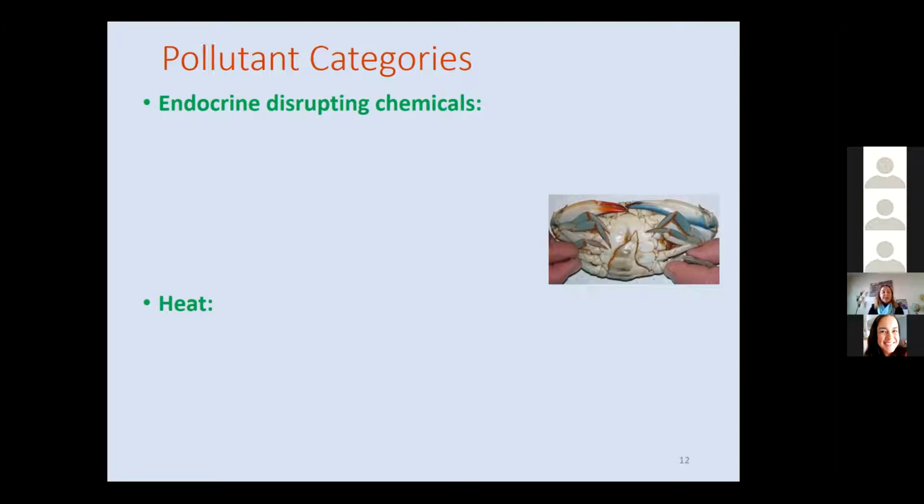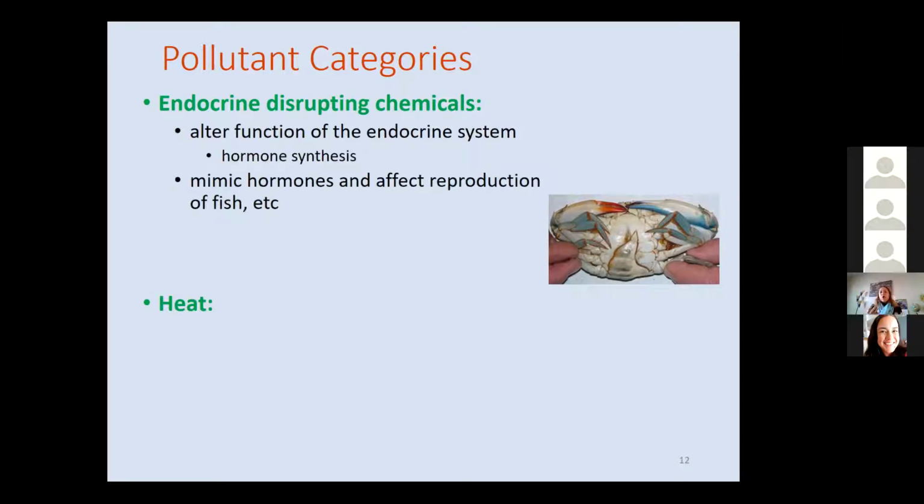I have the last two kinds of pollutant categories before we move on to our example. Endocrine disrupting chemicals. They are materials that might mimic hormones so that your body thinks that you have that hormone, and it will alter the way your body works or alter the way the aquatic habitats function. I do have a crab there, and it is one single crab.